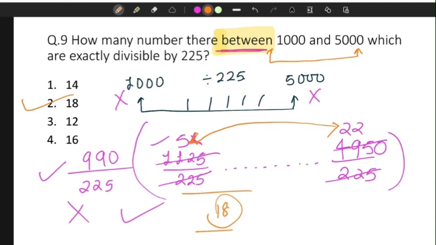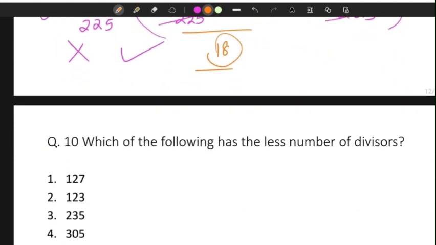Okay, here we have to understand that in between 1000 and 5000 means 1000 and 5000 are not included. After 1000, 1125 is the number which is divisible by 225, and before 5000, 4950 is the number which is divisible by 225. So 5 and 22 is going to come here as the answer, and in between 5 and 22 there are total 18 numbers. So 18 is the answer for the given question. Okay, moving on to the next question now.